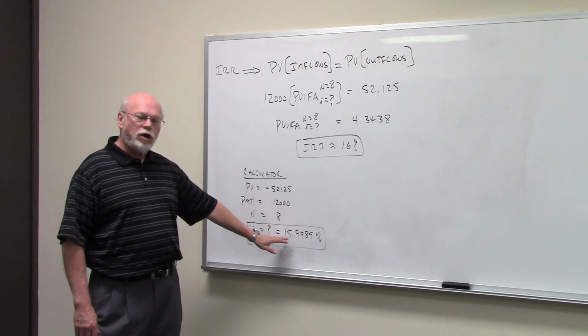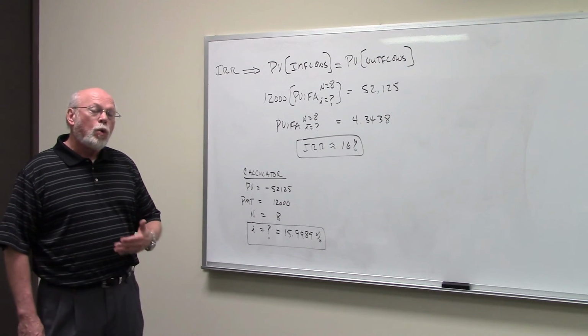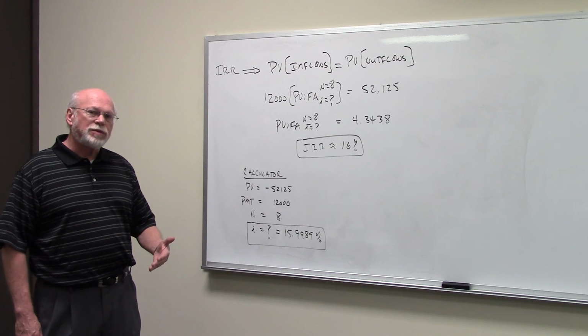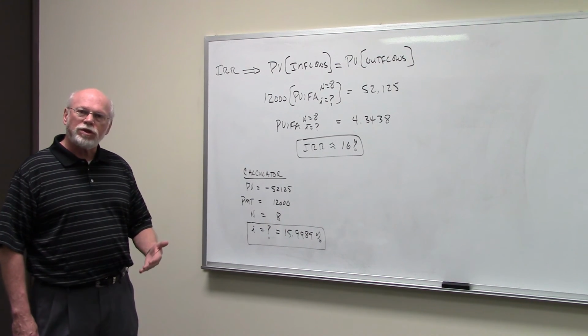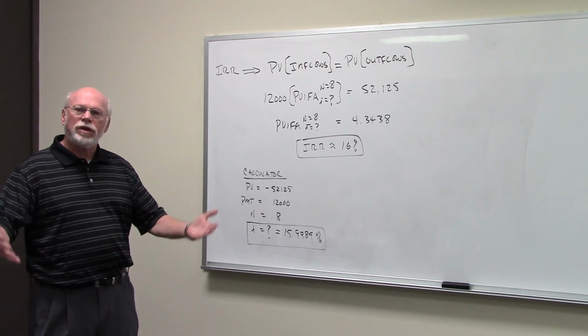And if the rate of return is greater than the cost of capital, we would accept the project. One of the reasons we would accept the project is because any project with a rate of return greater than the cost of capital also has a positive net present value. So we'd be adding to the value of the firm.